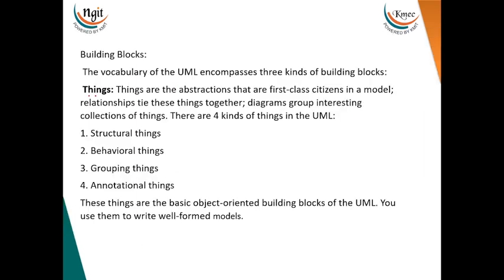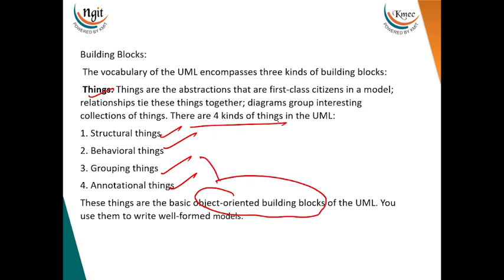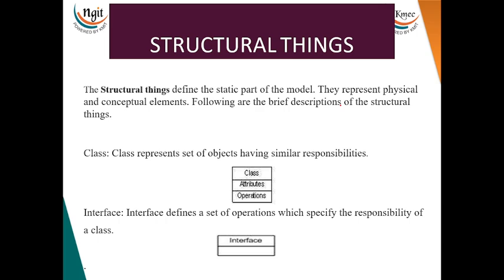The first thing we have seen is structural things. There are four kinds of things. As I told you above, there are structural, behavior, grouping, and annotation things. These are the basic object-oriented building blocks of things in UML. If you see the structural ones, we have a class, which specifies the name, the attributes, and the operations. We will be seeing this later on. No issues regarding that. Interface defines a set of operations and it is denoted by this.